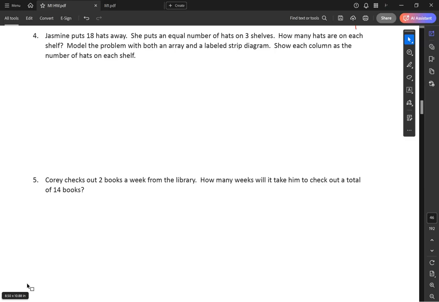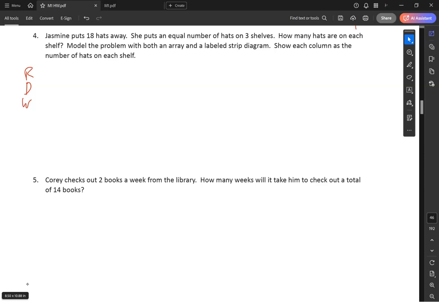Oh, sorry. Forgot. RDW. Jasmine puts 18 hats away. She puts an equal number of hats on 3 shelves. How many hats are on each shelf? Model the problem with both an array and a labeled strip diagram. Show each column as the number of hats on each shelf.